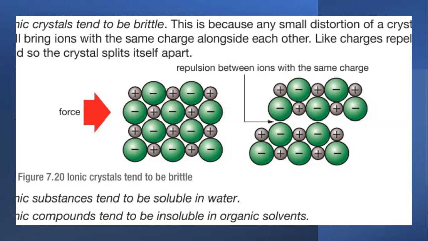Now, other properties of ionic substances: they are soluble in water, so you can dissolve them in water. And ionic compounds are insoluble in organic solvents. Organic solvents are your organic compounds. We have a whole topic of organic compounds coming up in the future. Your alcohols, for example, are organic compounds. So you can't dissolve ionic compounds in alcohols, but you can dissolve ionic compounds in water.